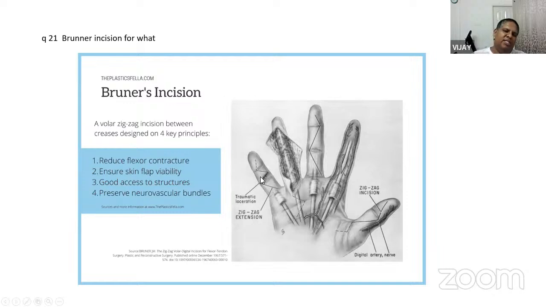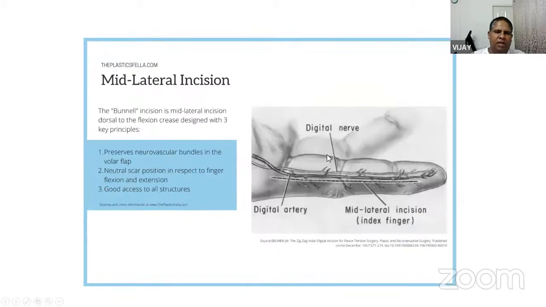So when a traumatic laceration is there, you can access it like this. Otherwise, when you are opening it primarily for doing an old tendon repair, you can do it like this. When there is a traumatic laceration, you can give extensions of this laceration and convert it into a zigzag extension and a Brunner's incision. Otherwise, also you connect the edge of the creases and do this Brunner's incision.